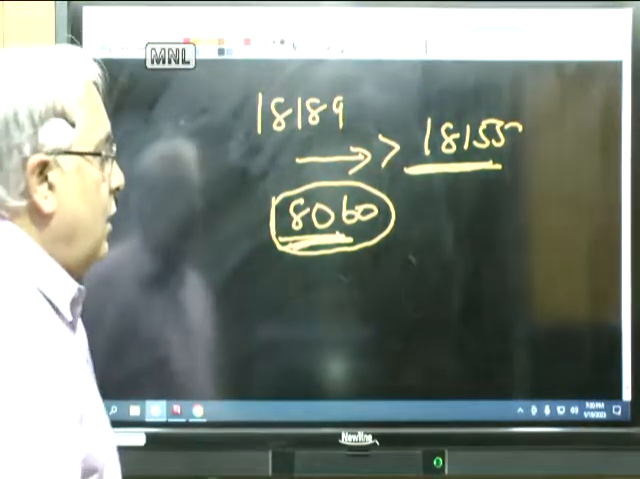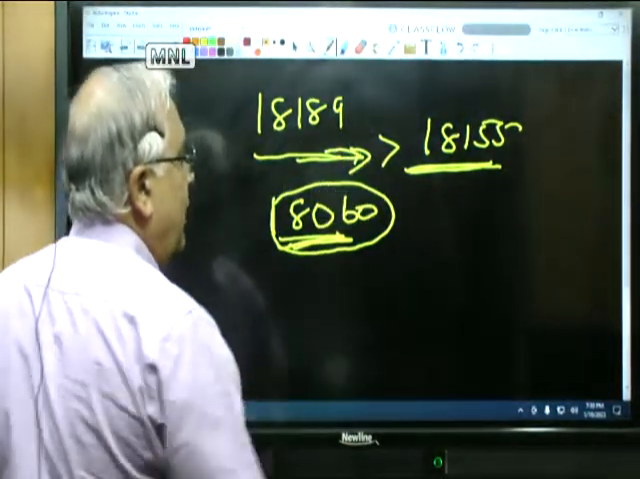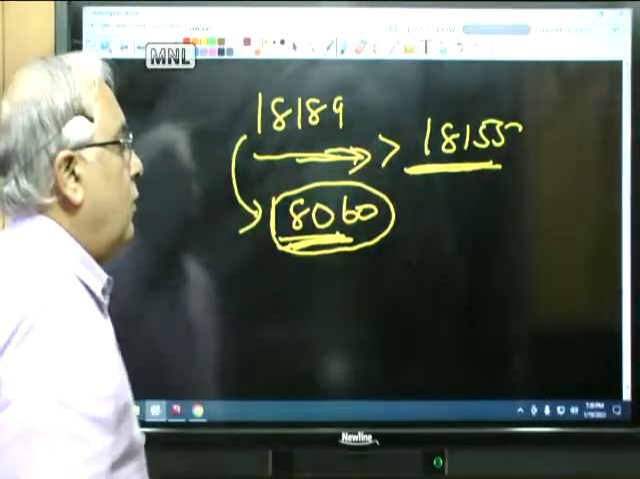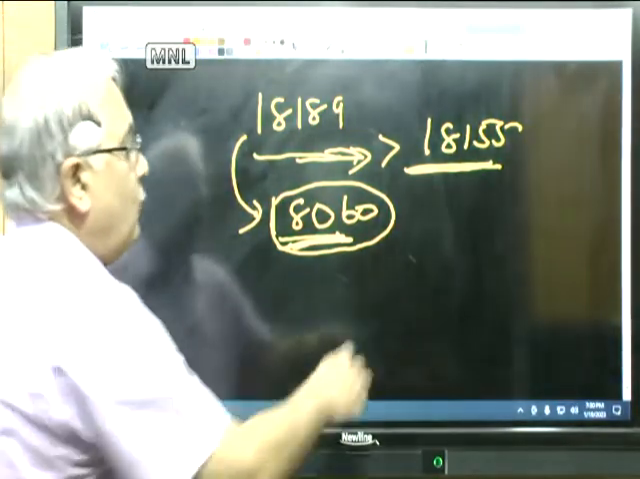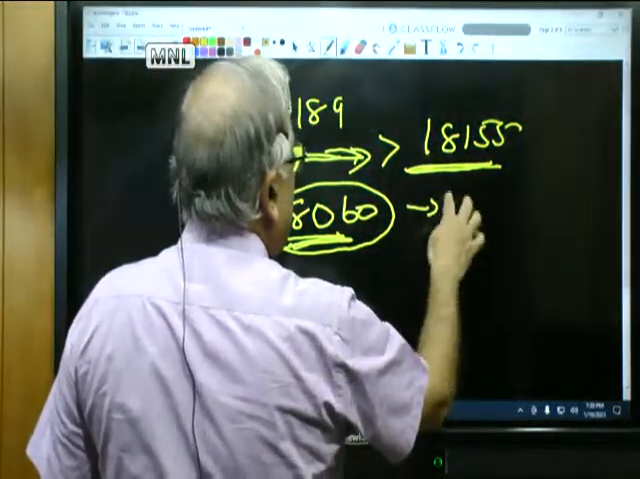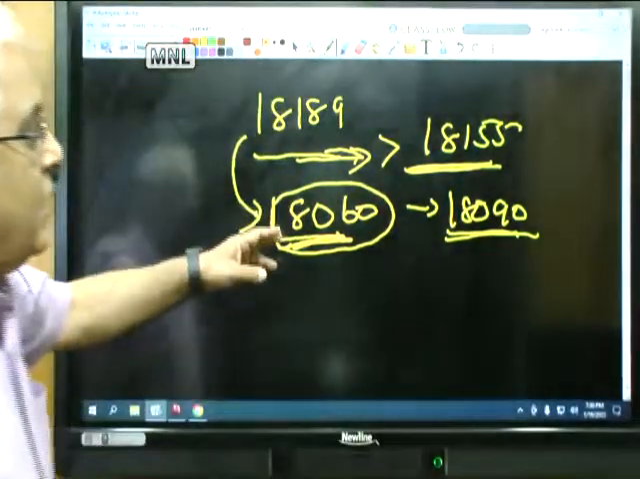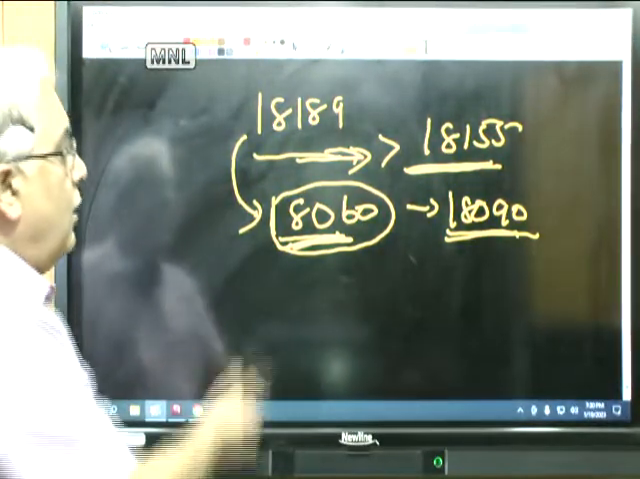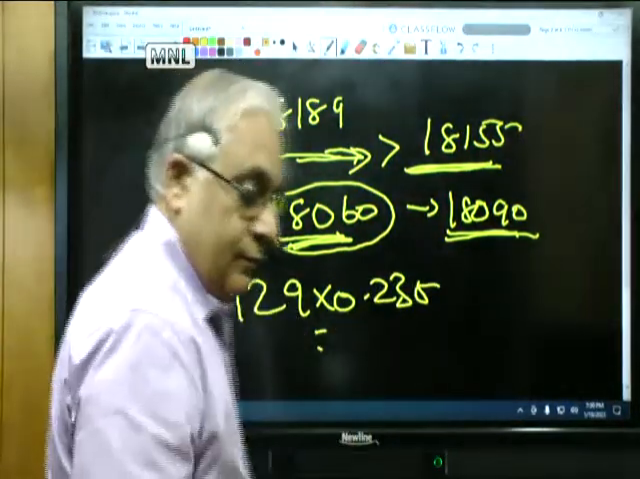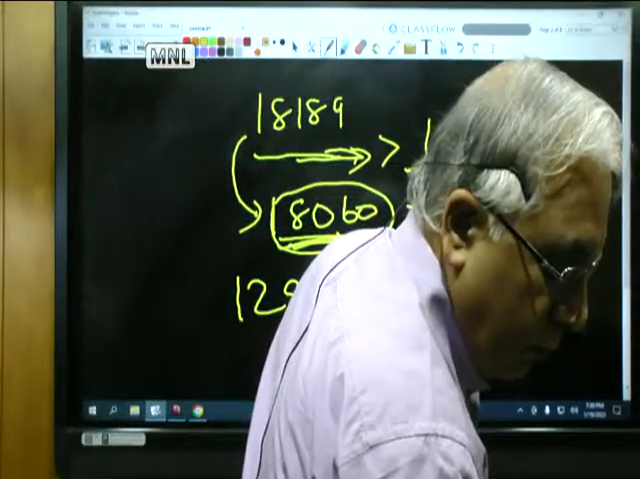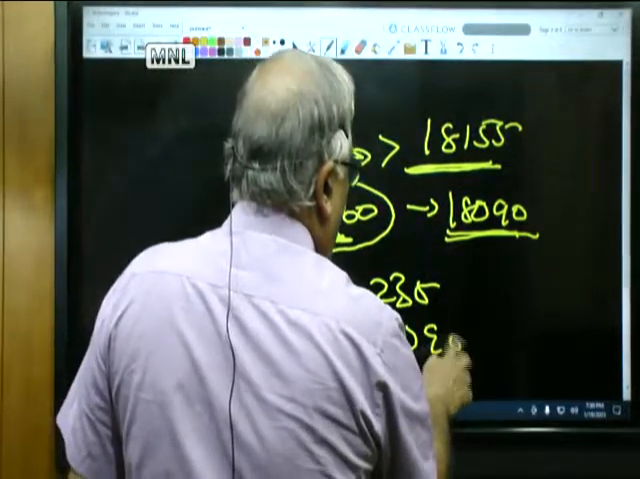So if it starts to cut 18,155, then until it crosses 18,189, we will keep the 78.5% retracement of this level as a stop loss. That comes to 18,090 or so, because 18,189 to 18,060 is 129 points, into 0.235, added to 18,060. That is 30 points, so 18,090. So our game is clear.